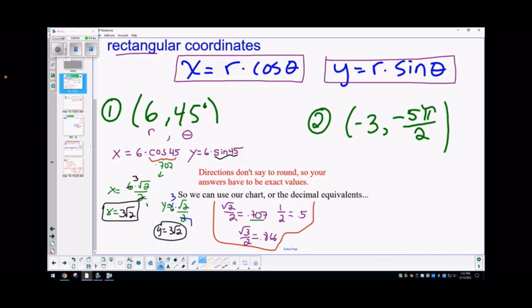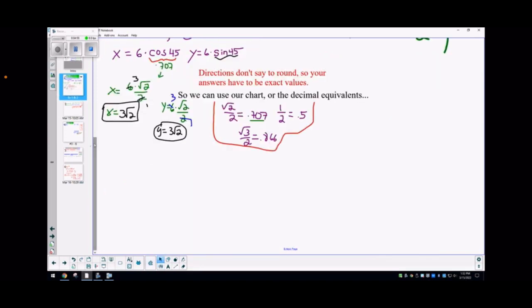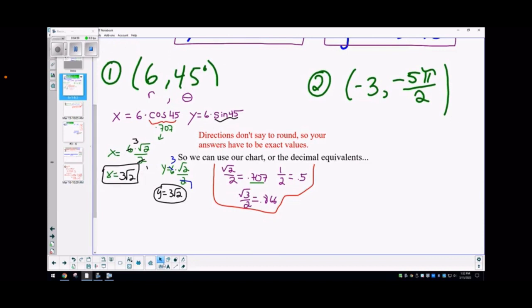And just make sure that you do write this as a coordinate point. So you want to write it as 3 square root of 2, comma, 3 square root of 2. So the y value will be 3 square root of 2. And you did it. You did your first problem.